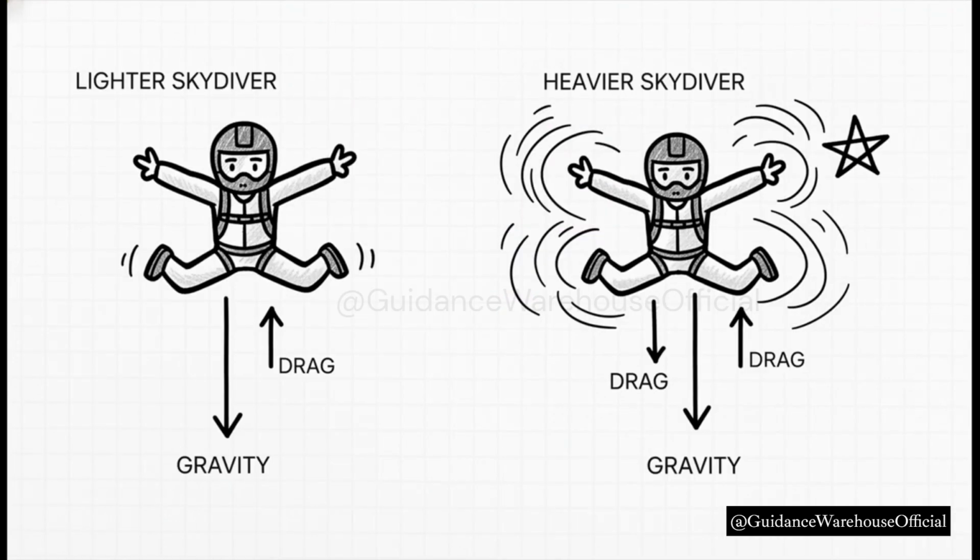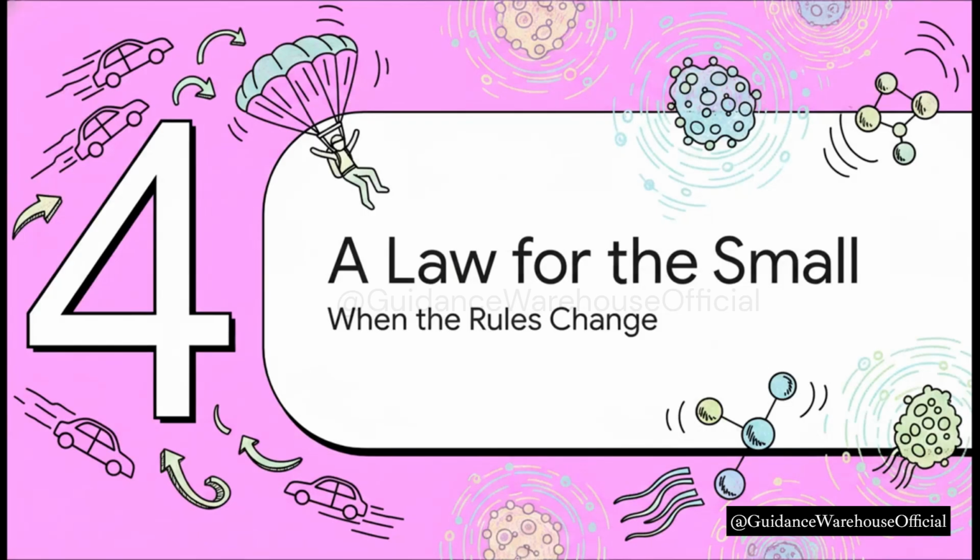If you said the heavier 90-kilogram skydiver, you are absolutely correct. Nailed it. It's because they have a greater weight pulling them down, right? So they need to reach a much higher speed to generate enough of that upward drag force to finally balance it all out. But is that squared relationship the whole story?